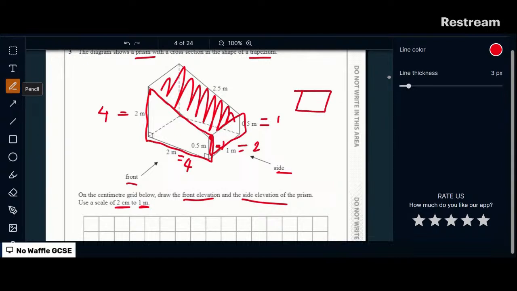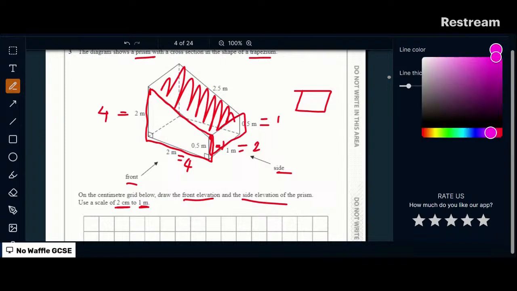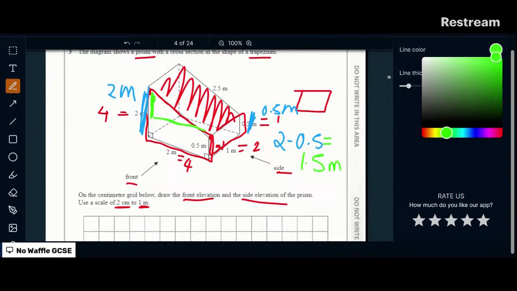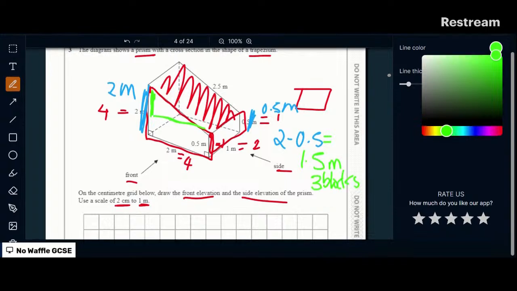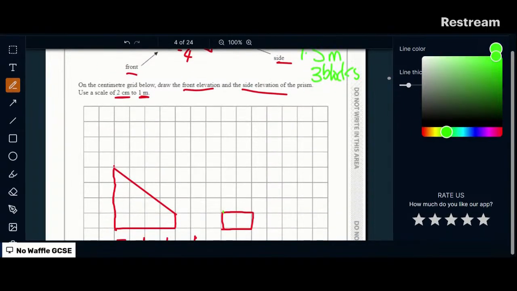And notice that this part of the diagram, let me get a different color up, this part of the diagram is going to be 0.5 meters, but this height is 2 meters. And therefore you do 2 minus 0.5 to see the height of this elevation here. So that's 1.5 meters, and each 0.5 meter is 1 block, so therefore you have 3 blocks higher. So you then draw that 3 block extra bit from the side elevation there.